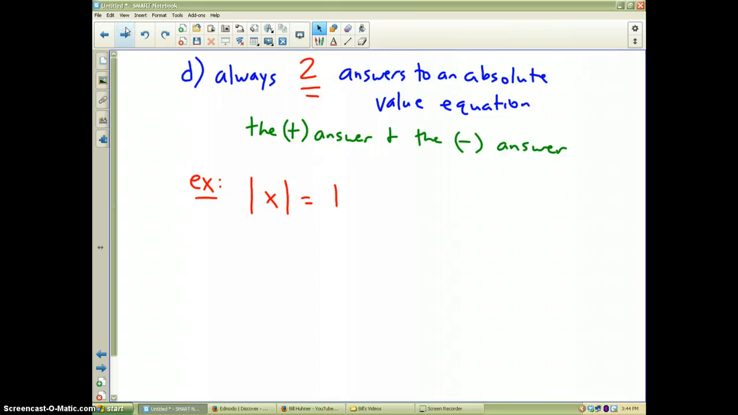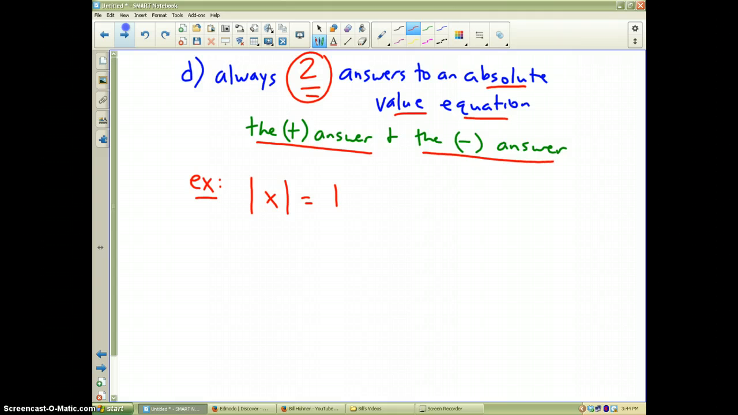Letter D. There are always two answers to any absolute value equation. Two. Make sure you make note of that. There are two answers. There is the positive answer and the negative answer. Pause the video if you need to copy that down, but there are always two answers. Now, I'm going to do an example problem for you to demonstrate that there are two answers.